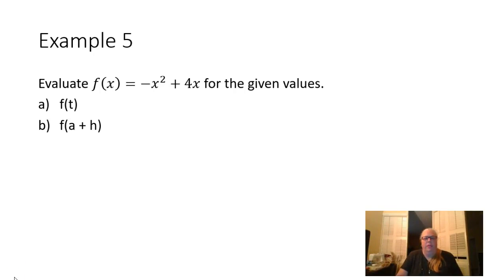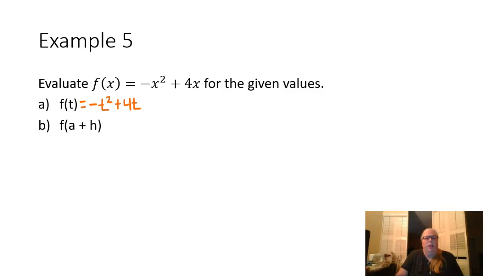Example 5. This is going to be a different kind of substitution. We're going to evaluate f of x is equal to the opposite of x squared plus 4x for the given values. Now the first one, we're going to do f of t. Well, f of t just means we're going to take all the x's out right here and here and here, and we're going to replace them with t's. So we're going to have the opposite of t squared plus 4 times t. And we're done.